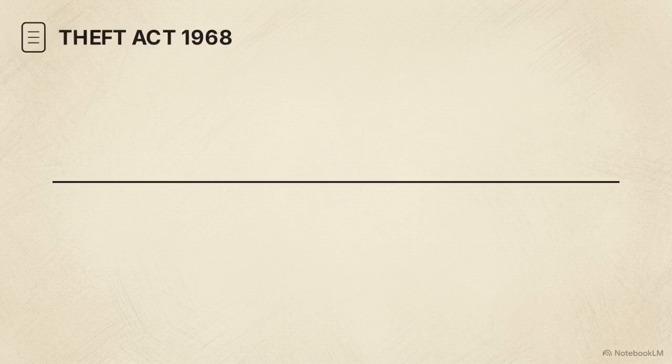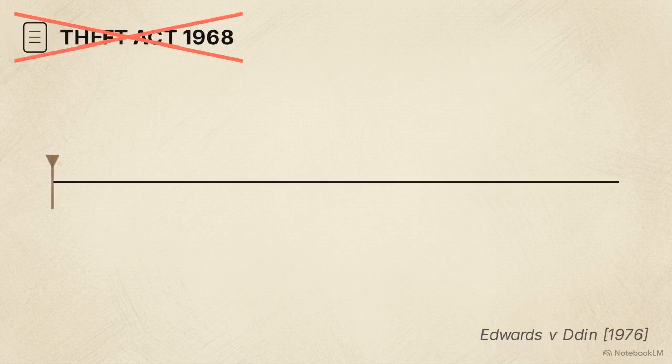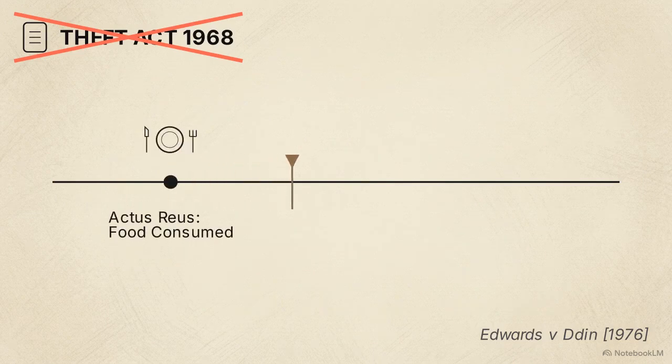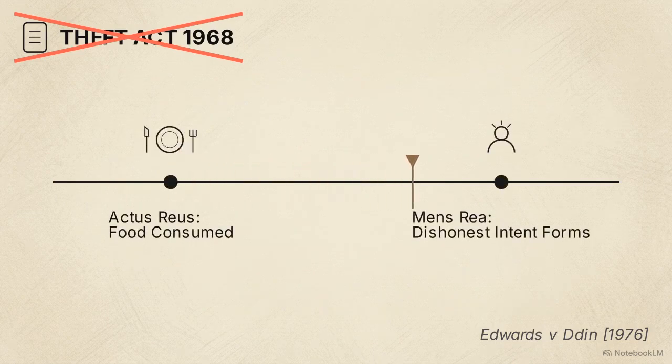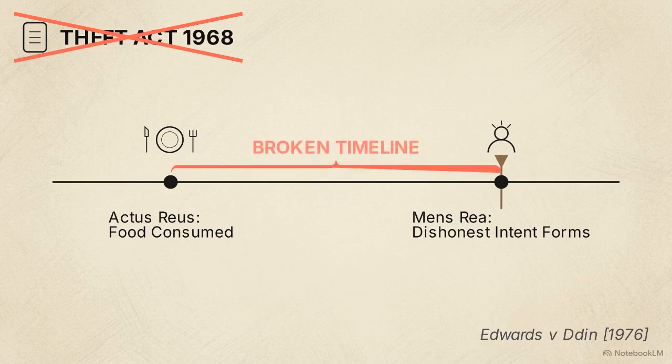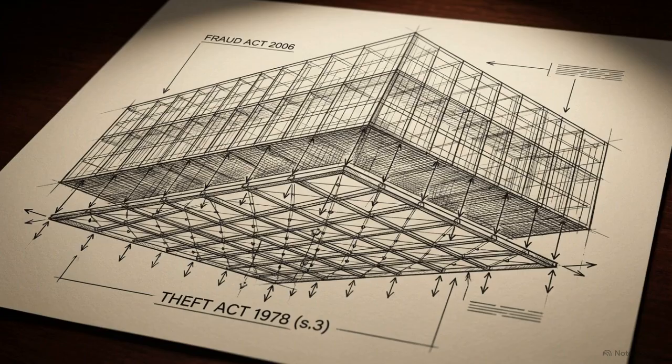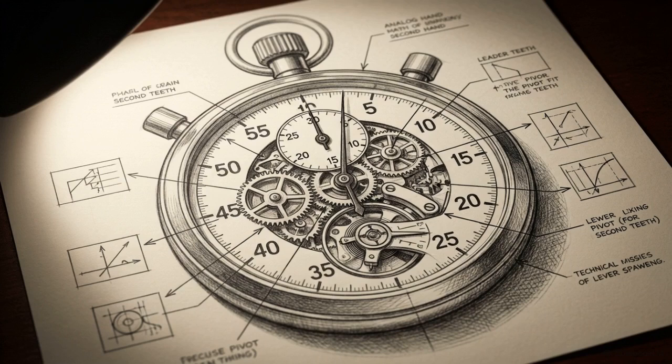Charging standard theft under the 1968 Act fails immediately. Following the precedent of Edwards v. Ddin, the actus reus of taking the food and the mens rea of dishonest intent must coincide. Because the diner only became dishonest after the meal was finished, the timeline of theft is broken. To secure a conviction, we must navigate the statutory architecture of the Fraud Act 2006 and the specific safety net of the Theft Act 1978. In property offenses, the exact millisecond a defendant's intent crystallizes dictates the entire legal outcome.